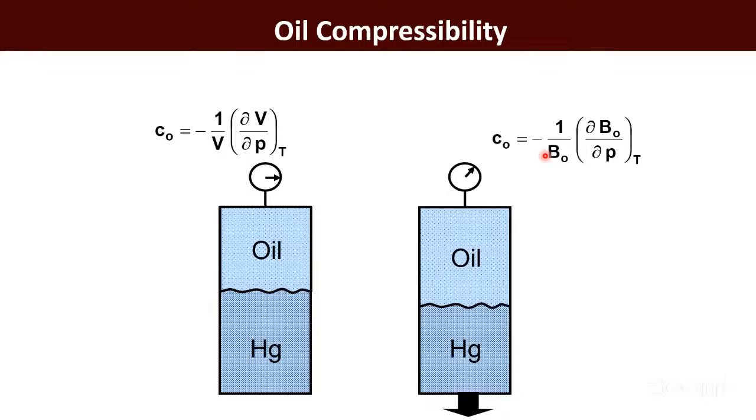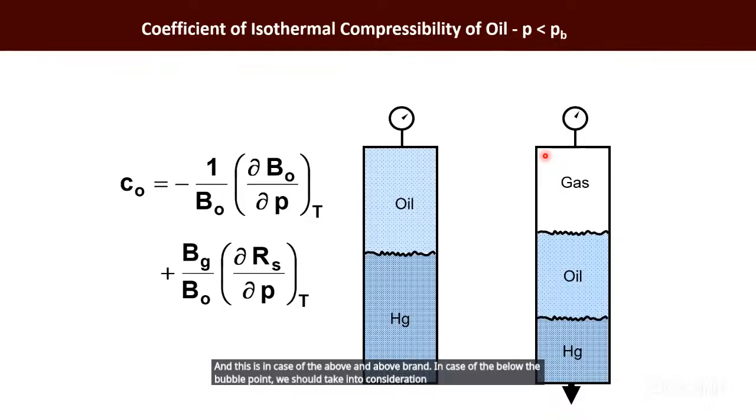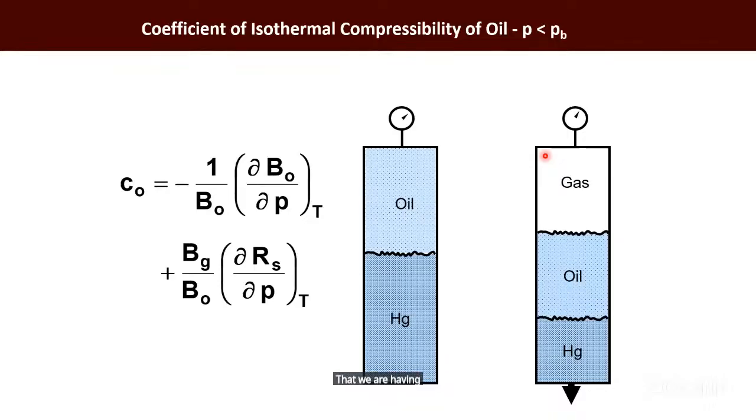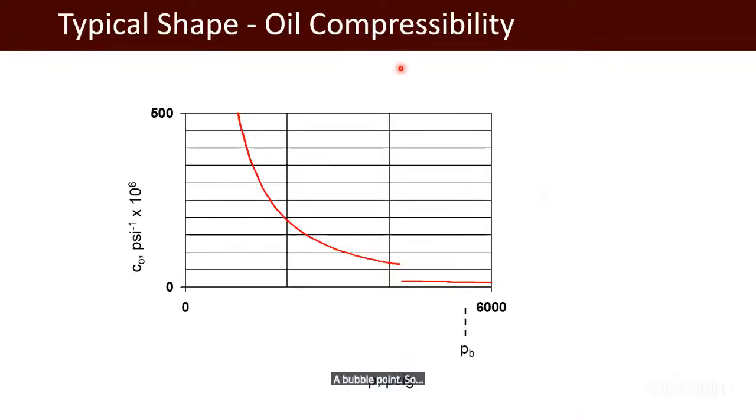Oil compressibility represents the change of the volume of the oil with respect to the pressure change. This is in the case of above the bubble point. In the case of below the bubble point, we should take into consideration the free gas we have, so the compressibility of the oil will also be associated with the gas that comes out of solution with the pressure drop below the bubble point. So the shape of the oil compressibility will be like this, and the bubble point pressure will be here.